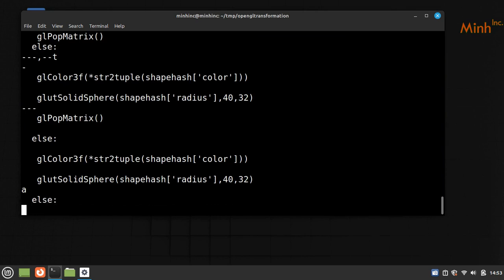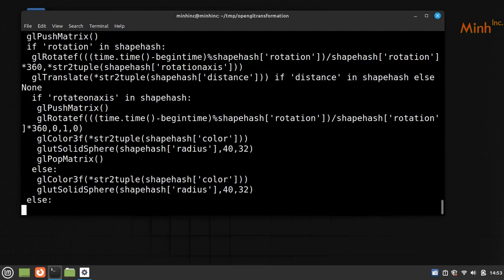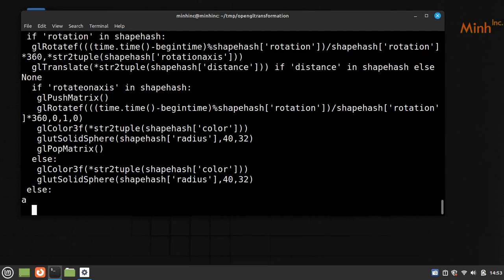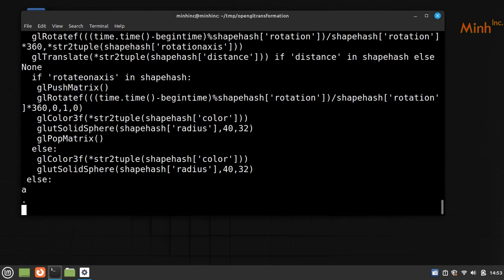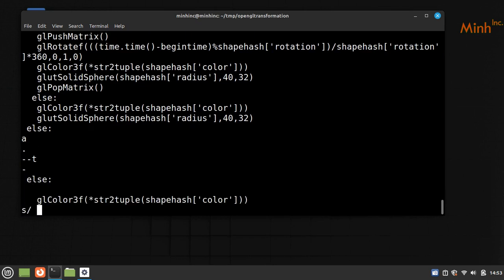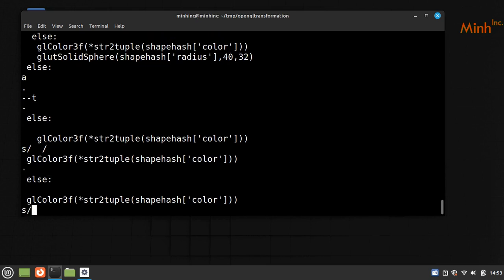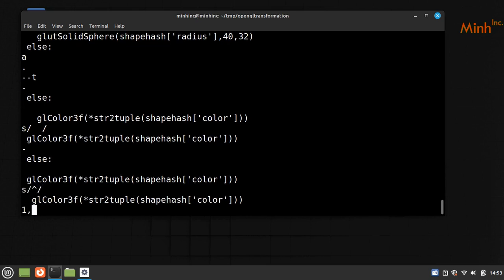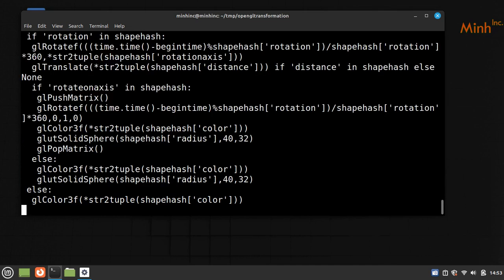Okay, so if that is not the case, in the sense, if there is no rotation, like the sun has no rotation, then we can just say color, place the color, and then we can just draw it, glut solid sphere.